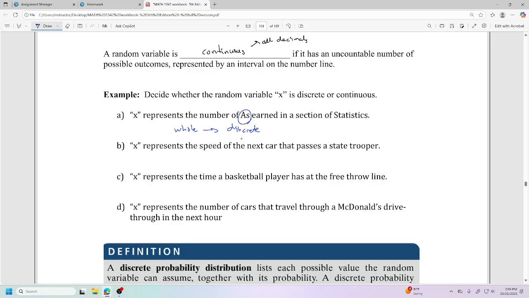No. You can get 0.1 or even further than that. You're not going 60 miles an hour, you're going 60.287936 whatever miles an hour. So I'm going to call this decimals, and therefore it's continuous.